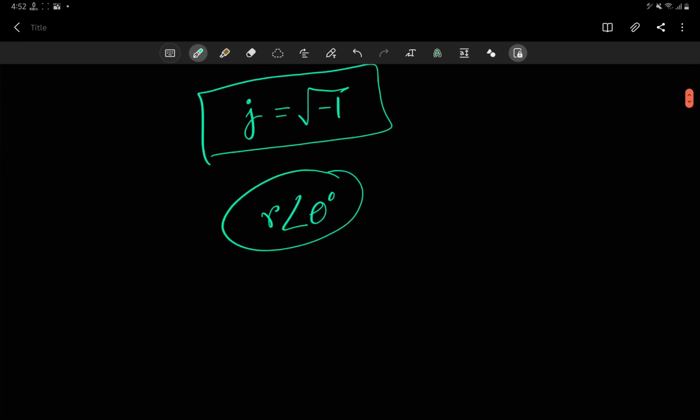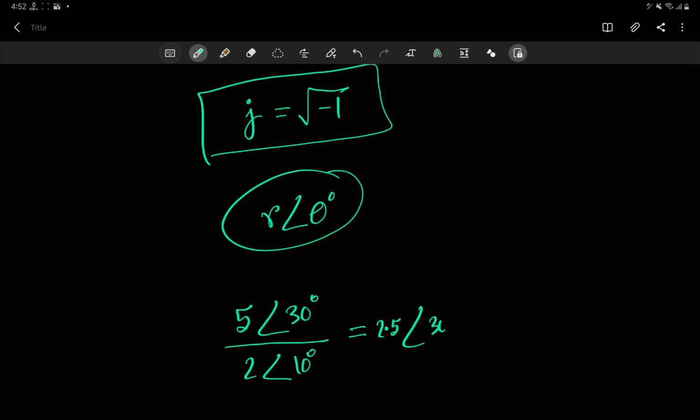For example, if I say 5 angle 30 degrees divided by, let's say, 2 angle 10 degrees, it equals 5 divided by 2, 2.5, then 30 degrees minus 10 degrees. Remember, if it's division, you just subtract the angles. So you have 2.5 angle 20 degrees.